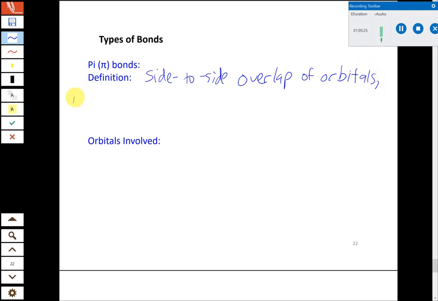And in this case, it's going to result in regions of electron density above and below the nucleus, above and below the axis between the two nuclei. So it's going to result in regions of electron density above and below the bond axis.